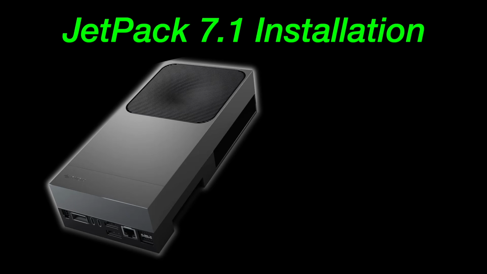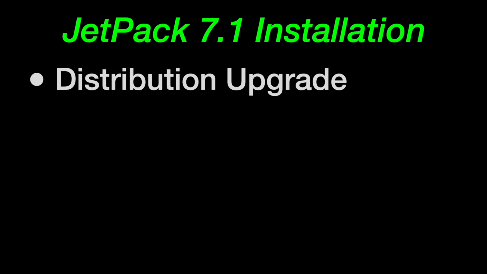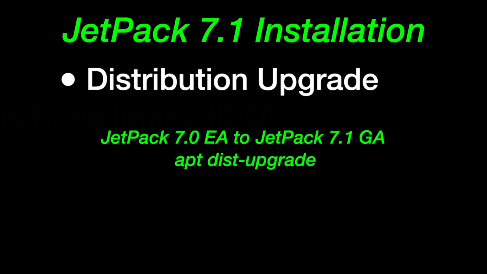When it comes to actually getting JetPack 7.1 onto your AGX Thor, you've got 4 primary paths, and the right one depends entirely on where you're starting from and how much control you need. If you're already running the JetPack 7.0 early access build, your quickest route is a distribution upgrade. Using standard apt commands, you can move straight to 7.1 while keeping your current system state and configurations intact.